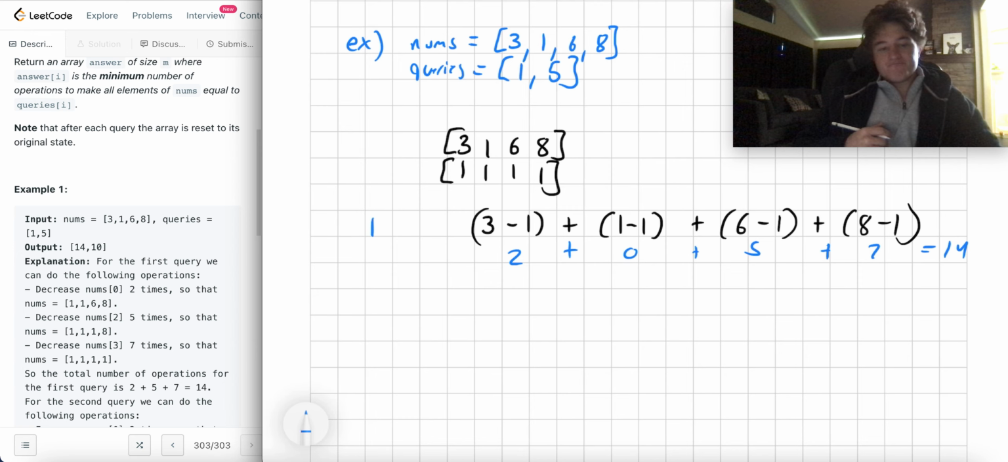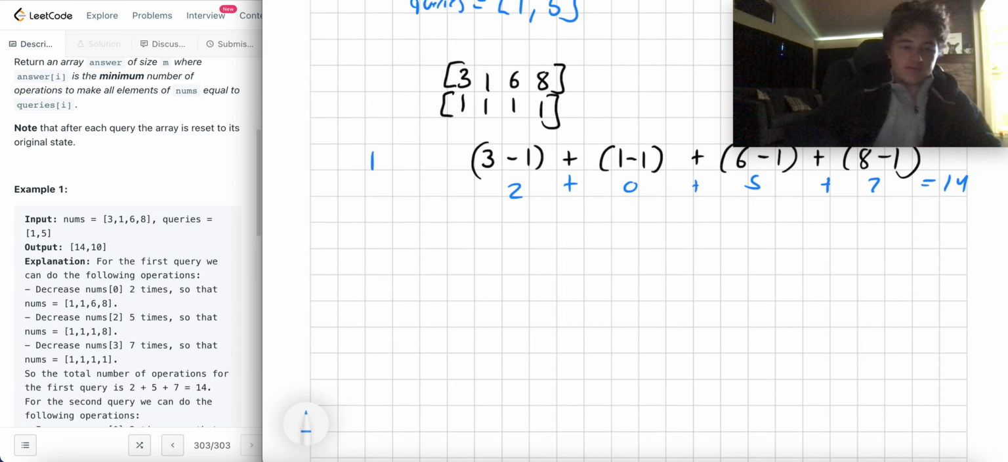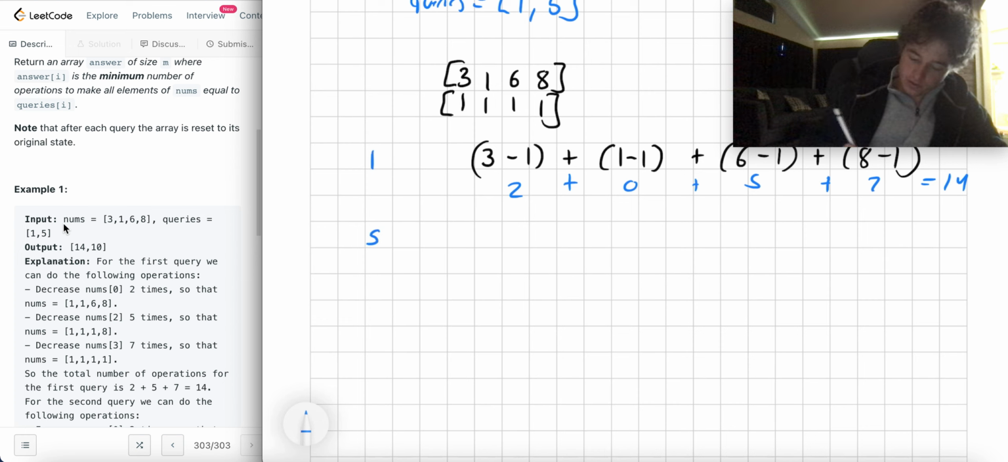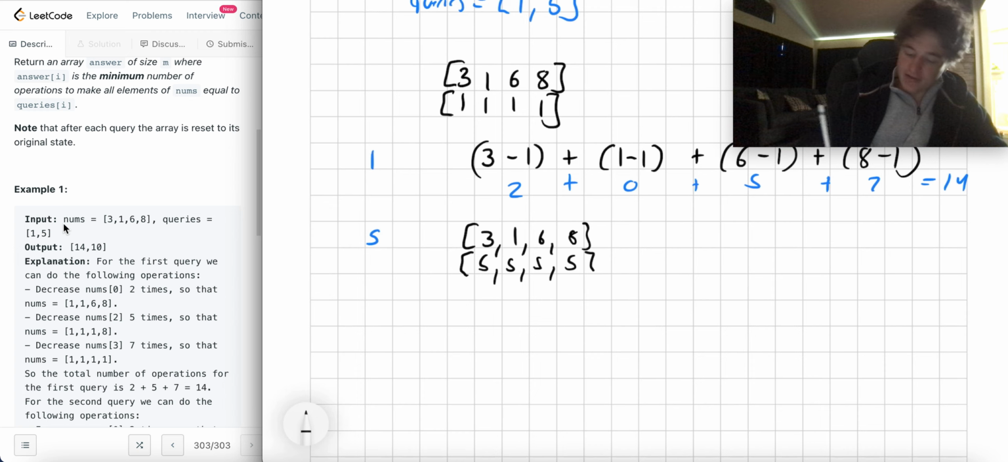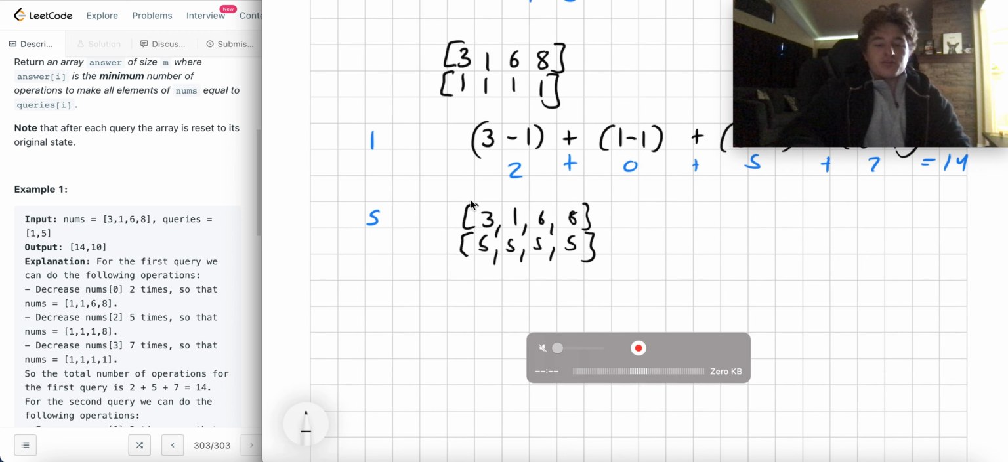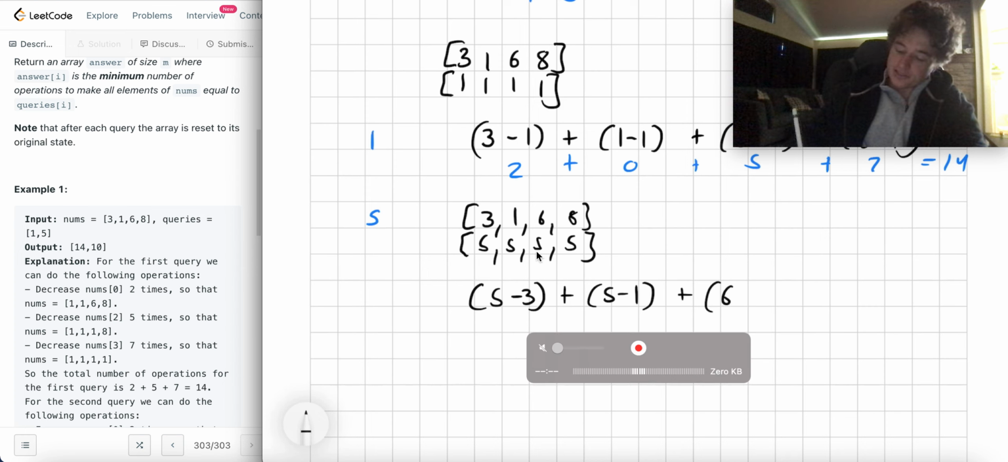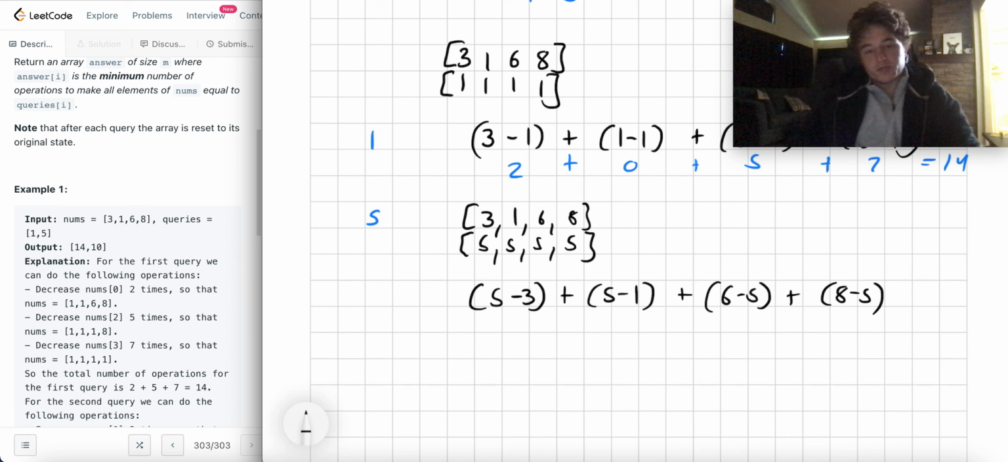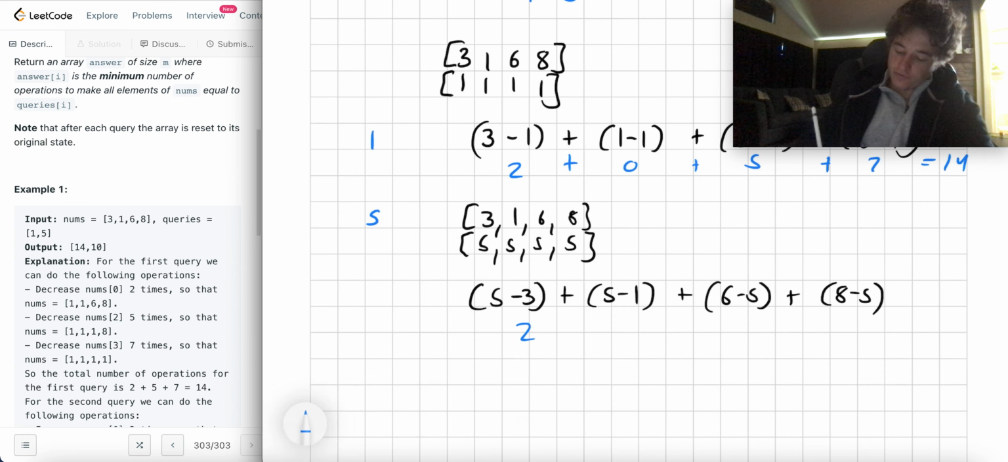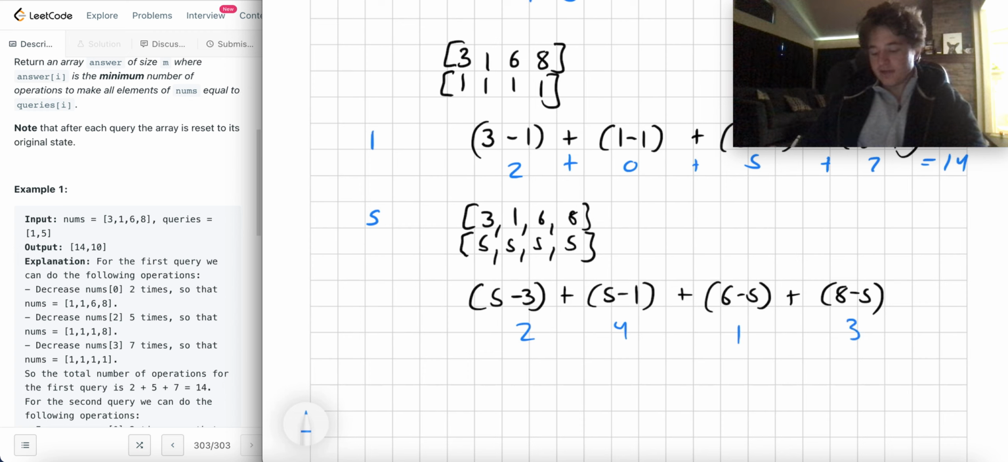Now, let's do the 5 query here. For 5, we have to convert this array, which is 3, 1, 6, 8, into 5, 5, 5, 5. What are we going to have to do to 3 to turn it to 5? We're going to have to add 2. So that's 5 minus 3 plus 5 minus 1. Plus, to turn 6 into 5, we do 6 minus 5 operations. To turn 8 into 5, we do 8 minus 5 operations. And then when we do that, we get 2, 4, 1, 3, which adds up to 10.